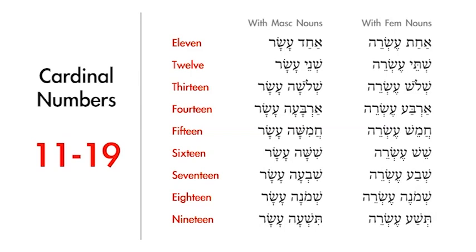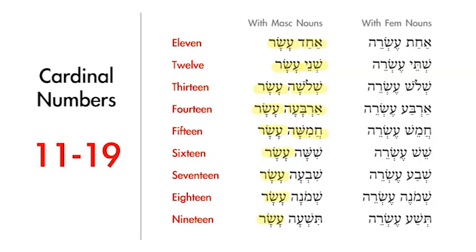Now we will move to cardinal numbers 11 through 19. When these numbers are spelled out, they're spelled with a combination of the word 10 and the number 1 through 9 that you learned in the previous chapter. You'll see that they all end with asar, one of the spellings for the Hebrew number 10. And then in the first position, we'll see 1 plus 10, which is 11, 2 plus 10, which is 12, 3 plus 10, which is 13, and 4 plus 10, which is 14, and 5 plus 10, which is 15, etc.